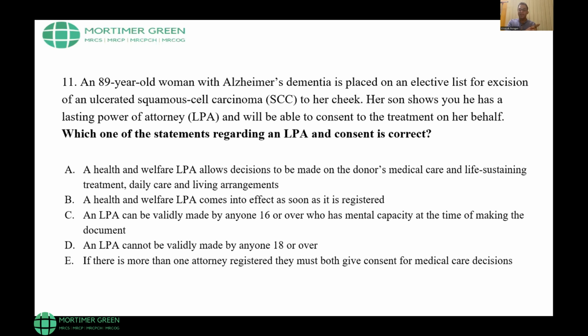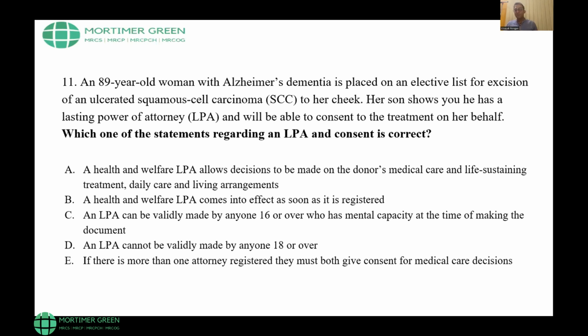A financial LPA, on the other hand, which allows the attorney to make financial decisions, comes into effect as soon as it is registered. "An LPA can be made by anyone over 16 with the ability." The answer is wrong. It is 18. Despite the fact that a child is considered an adult after the age of 16, for an LPA you should be above 18. Same for voting. So that statement is absolutely wrong, because that's definitely wrong.